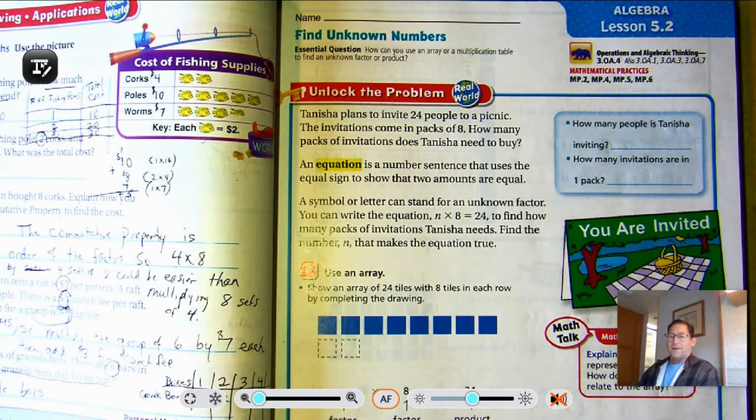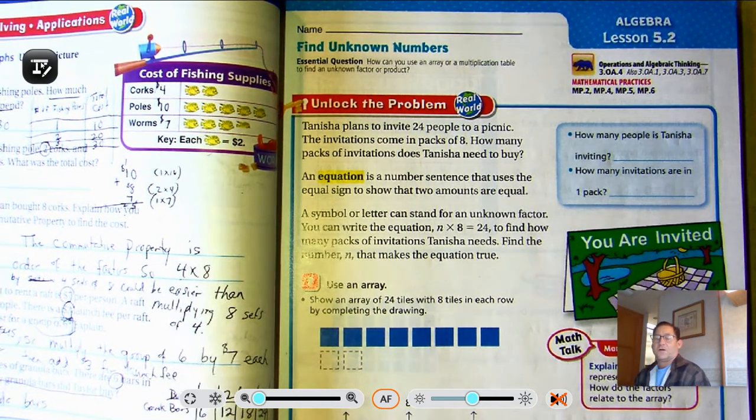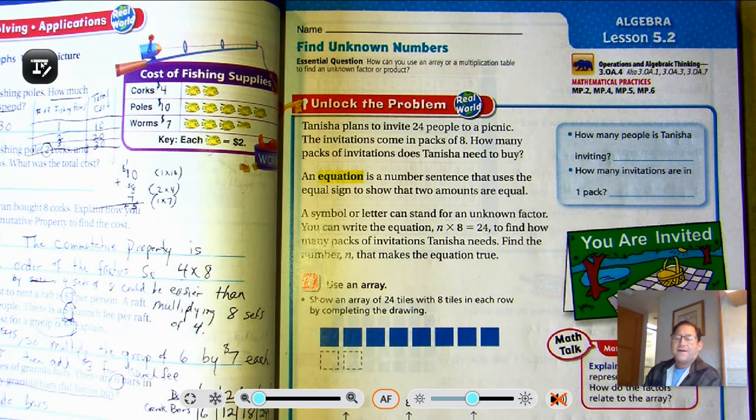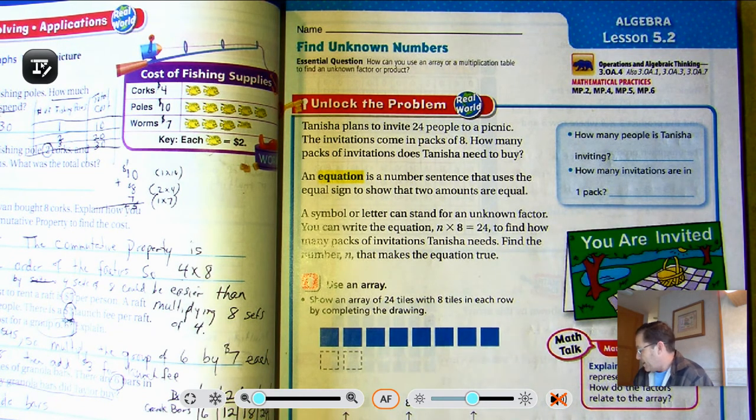Hello, everybody. In today's lesson, we're going to start with lesson 5.2, Finding Unknown Numbers. We're on page 193 of your third grade textbook. And our essential question today is, how can you use an array or a multiplication table to find an unknown factor or product? All right, so let's look at the unlock the problem.